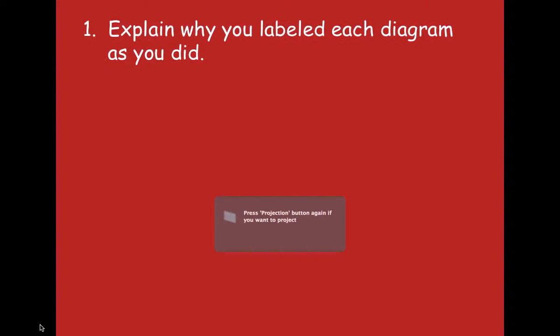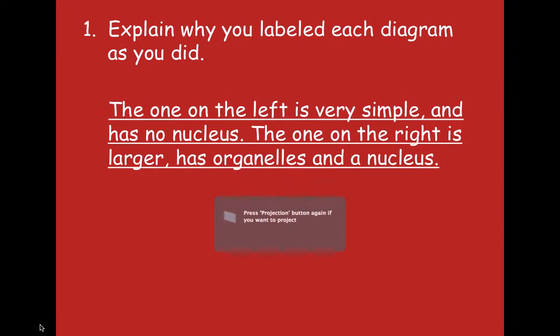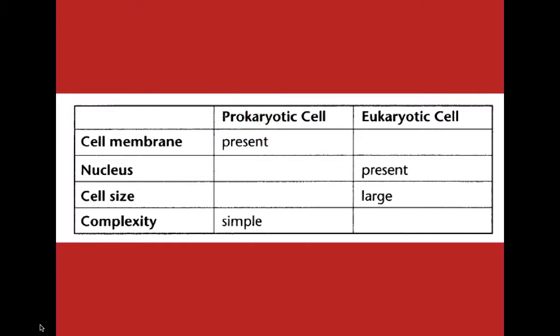All right, so explain why you labeled each diagram as you did. The one on the left is very simple and has no nucleus, whereas the one on the right is not only larger, but it has organelles and a nucleus. Now compare and contrast the two types of cells by completing the table.